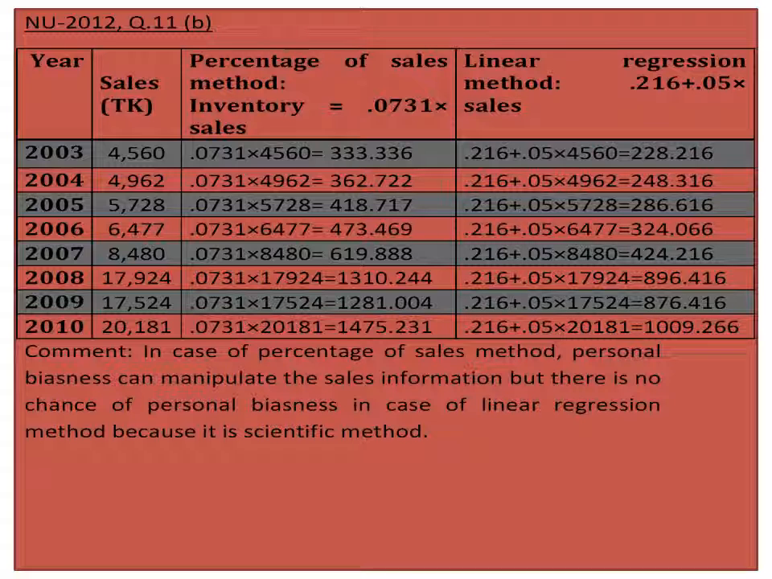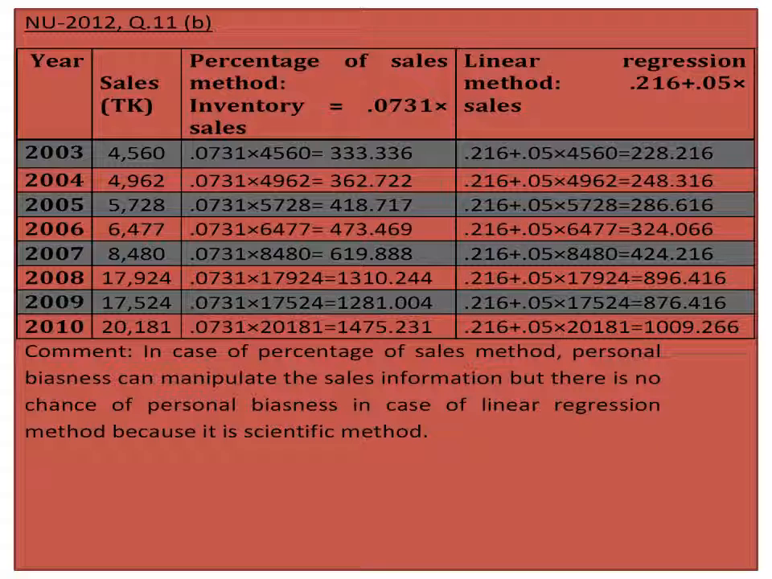So here we have seen the years 2003, 2004, 2005, 2006, 2007, 2008, 2009 and 2010. All the years' sales are mentioned in the box. So now we will formulate the linear regression method and percentage of sales method. First in the table we write the year and then sales, then the percentage of sales method, that means inventory equals 0.0731 into sales, and the linear regression method, that means a linear equation, 2.216 plus 0.5 into sales.